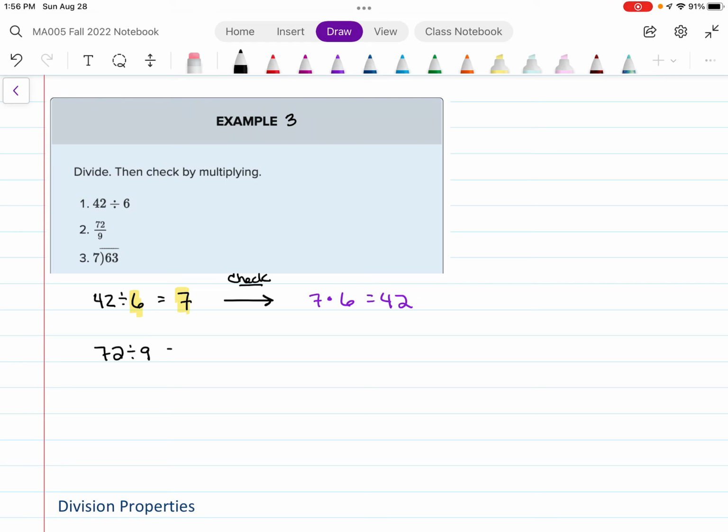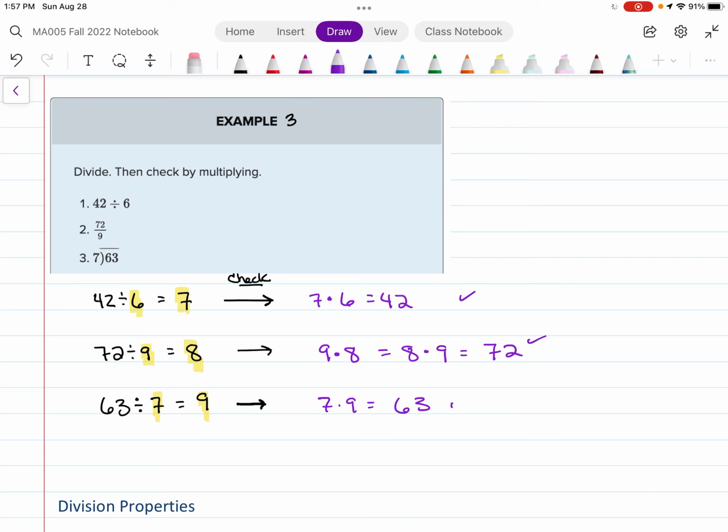Okay, so that's how we're going to do it every time. 72 divided by 9 equals 8. I'm going to check. And so I've got 9 times 8. So 9 times 8. And of course you could say 8 times 9, it doesn't really matter, is 72. And the last one, be careful, write it in the right order. 63 divided by 7 is 9, or you could still write it just like that and put the 9 up on top if you'd like. And we're going to check this by multiplying the 7 and the 9, and we get 7 times 9 in any order equals 63. So all of these check.